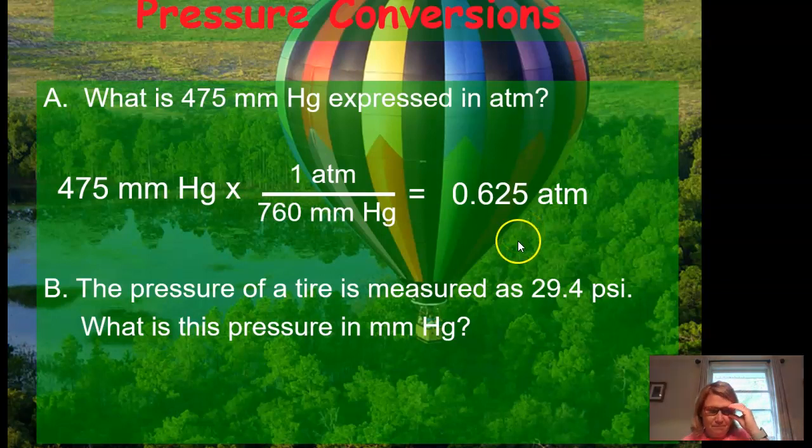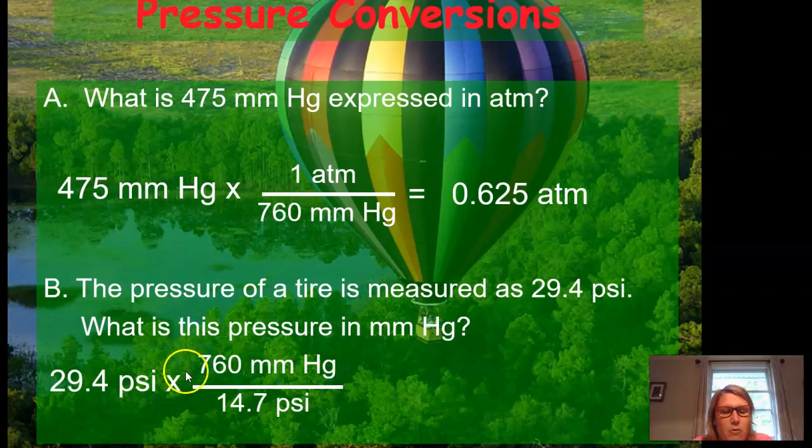ATM. Letter B. The pressure of a tire is measured at 29.4 psi. What is this pressure in mmHg? Well, if I have 29.4 psi, I am going to put 29.4 psi on top. That's what I'm going to keep. And then on the bottom, I am going to put 14.7 psi and put 1 mmHg on top because I want the psi to cancel out. So this cancels out. I have 760 mmHg.